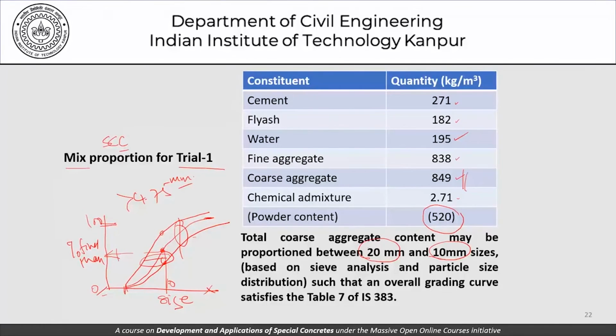You can try to go back and read the literature about it, read the codes as to how this overall grading curve is given. So you cannot have an aggregate grading curve of yours which is outside this, which gives you values which are here or here. That is not allowed. So you need to proportion or mix your 10 mm and 20 mm aggregates to make sure that your overall aggregate fits into this range that has been given in IS 383 or any such similar document.